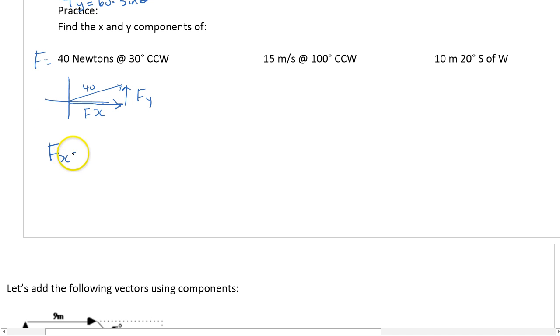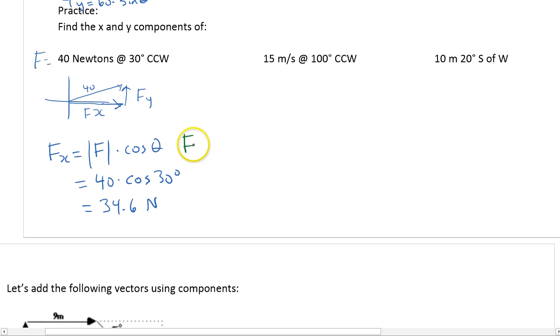Fx is going to be equal to the value of F, so the magnitude of F, multiplied by the cos of the angle. The magnitude of F is 40 multiplied by the cos of 30 degrees. 40 times the cos of 30 degrees is 34.6 newtons. I'll check my units out. It's got to be a habit to think about your units at the very end.